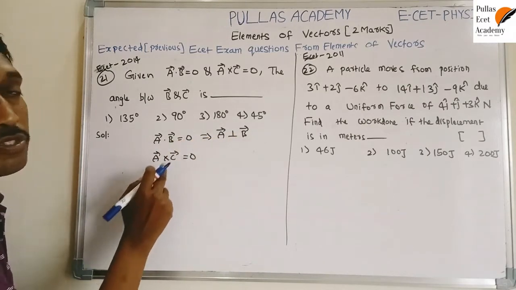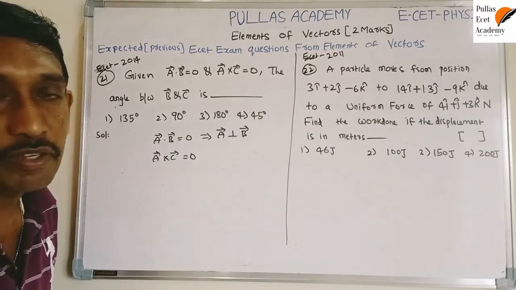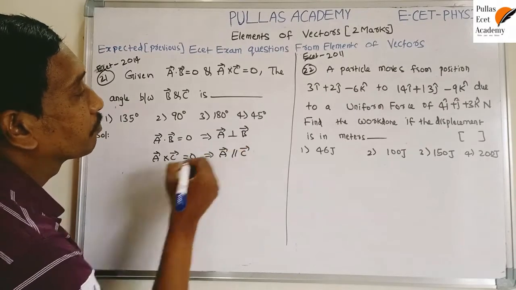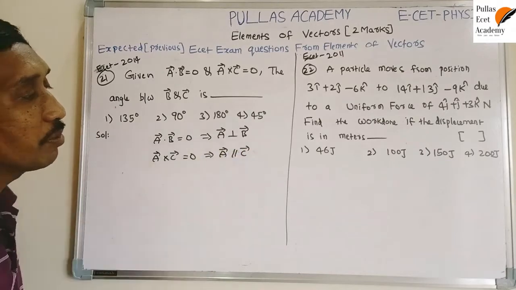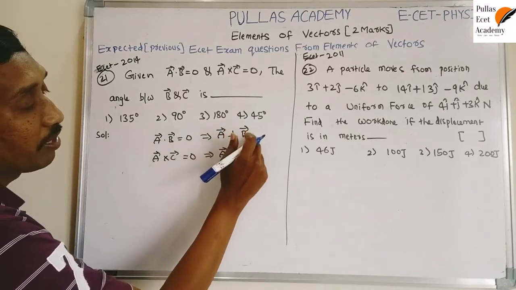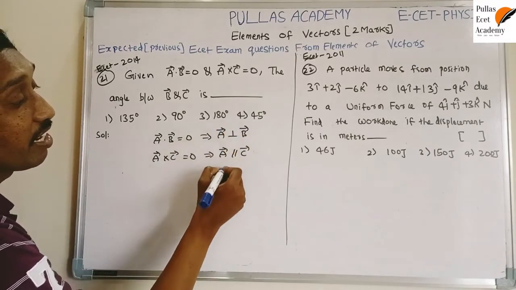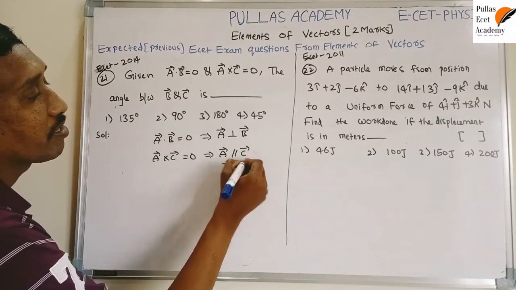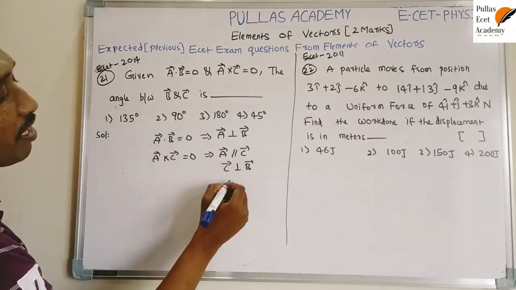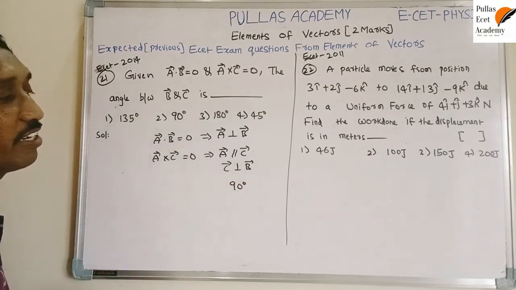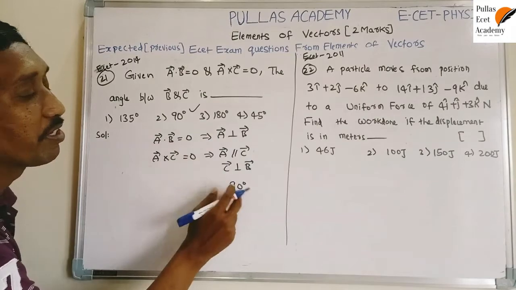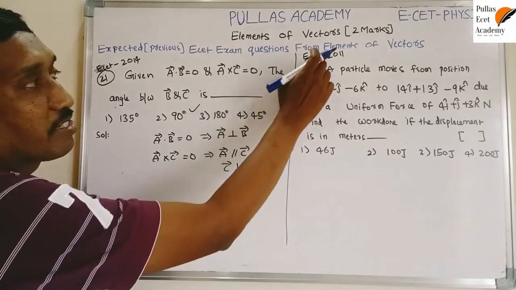So if a bar is parallel to c bar, then the vector product becomes 0. That means here the vector product is 0 since a bar is parallel to c bar. This is the point: a bar is parallel to c bar, and a bar is perpendicular to b bar. From these two, that means indirectly c bar is perpendicular to b bar. A bar and c bar are parallel, that means c bar is perpendicular to b bar. So what is the angle between these two vectors? 90 degrees. B bar is perpendicular to c bar. That means these two are perpendicular vectors. In this way we have to understand. This is the answer. Okay, now next.